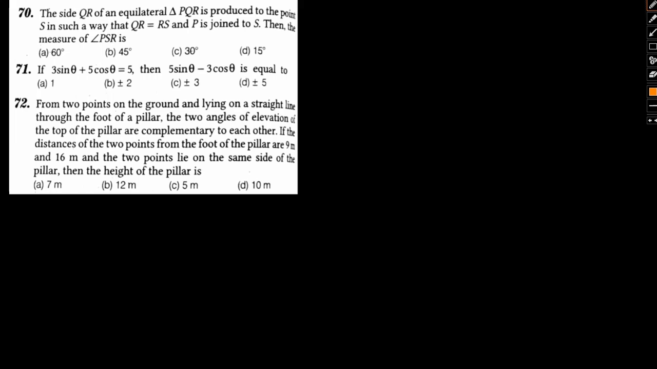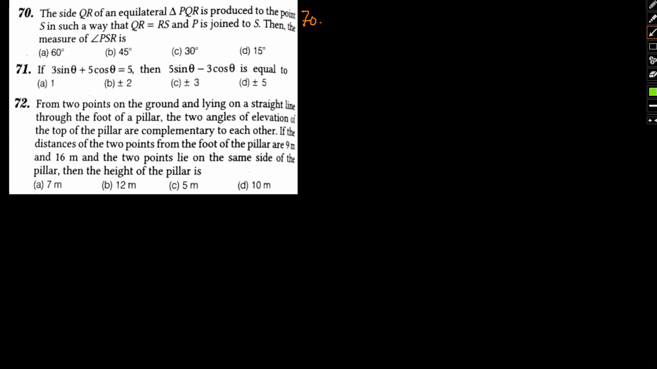The side QR of an equilateral triangle PQR is produced to the point S such that QR equal to RS and P is joined to S. Then the measure of angle PSR is... so okay, let's take a look at how we can go about solving the same.